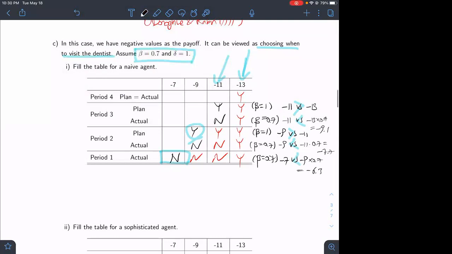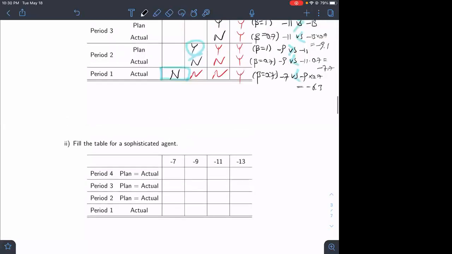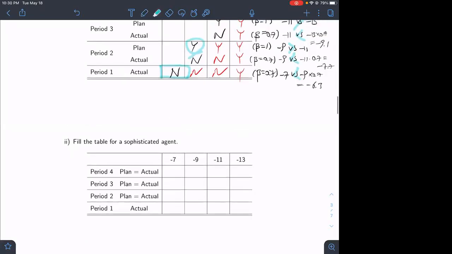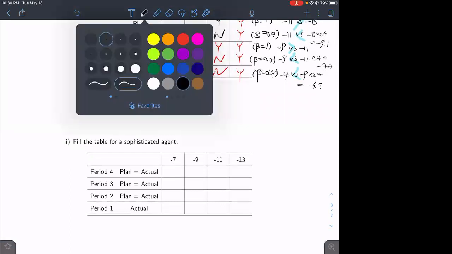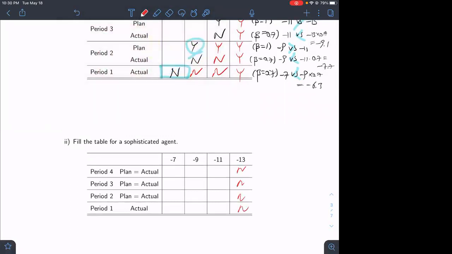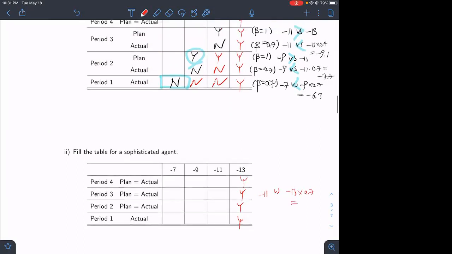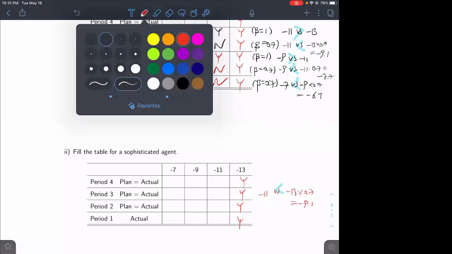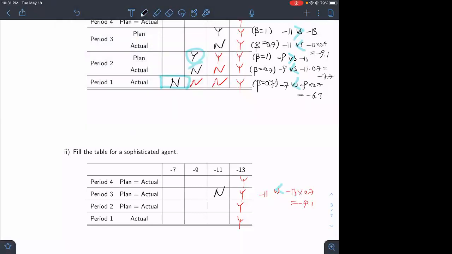And then for the sophisticated agent, we do the same thing using backward induction. Here I compare -11 versus -13 times 0.7. We did the computation above, -9.1. So we can see that this number is larger. So he will say no. So he's not going to the dentist in period 3.